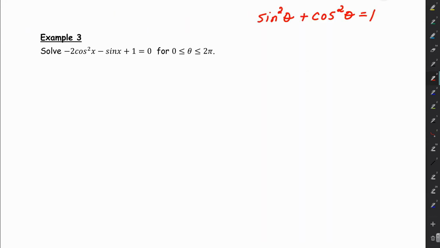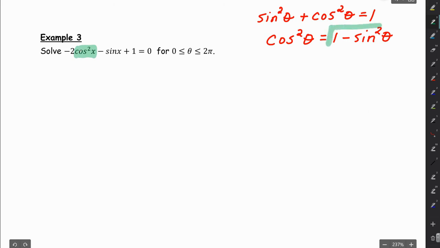So what we want to do is we want to be able to replace cosine squared with something that just has sine squared in it. So if we solve this guy for cosine squared, then we'll be able to convert this whole equation into only the sine of theta. So let's solve for cosine squared. So now we're going to replace, and I'm just going to highlight, so we have cosine squared theta here. We're going to replace that with 1 minus sine squared theta.